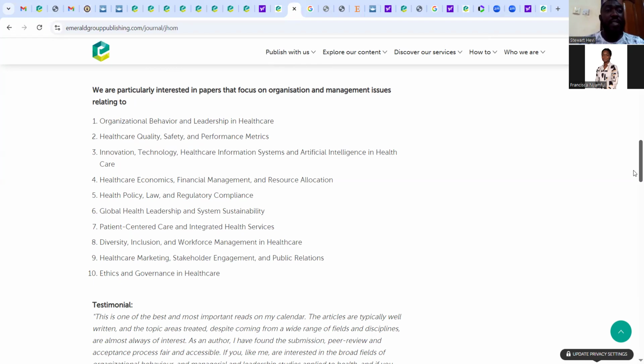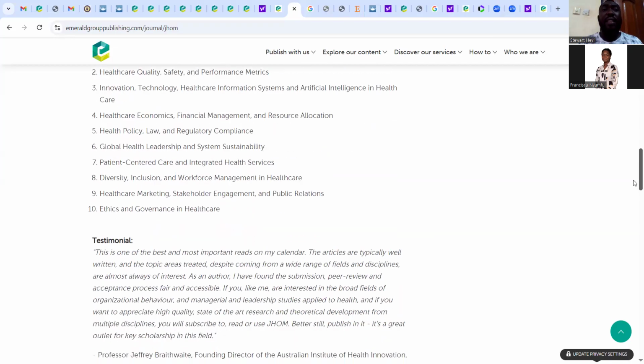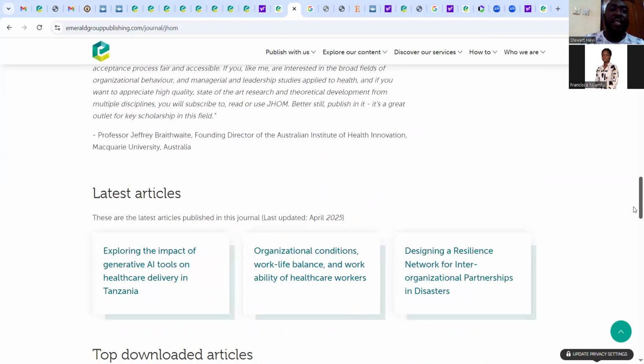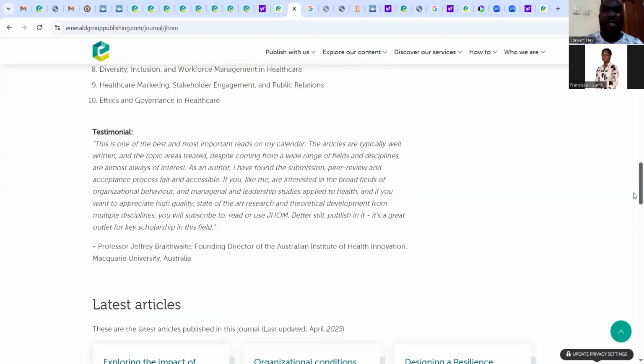patient-centered care and integrated health services, diversity, inclusion, and workforce management in healthcare, healthcare marketing, stakeholder engagement, and public relations. And then finally, it also talks about ethics and governance in healthcare. So these are the things that you look out for. This is the domain of this journal.